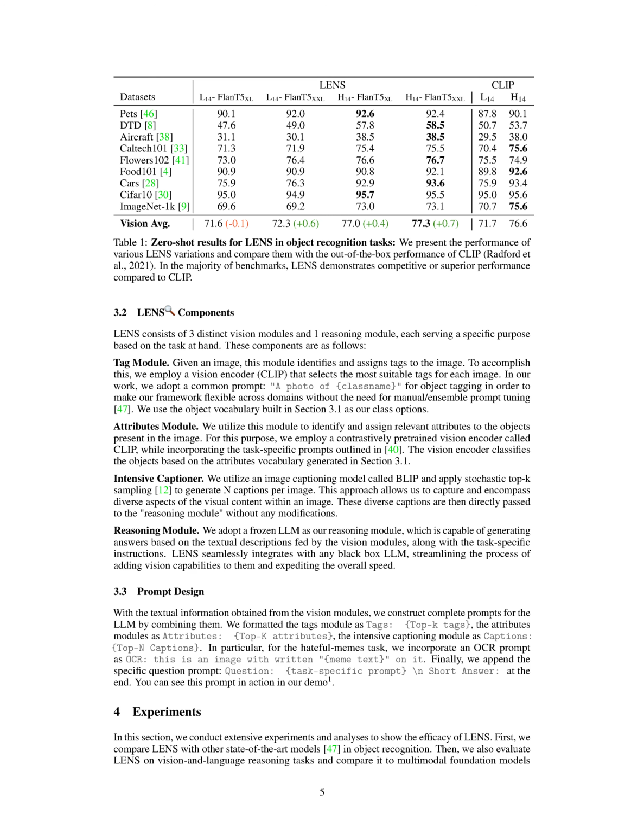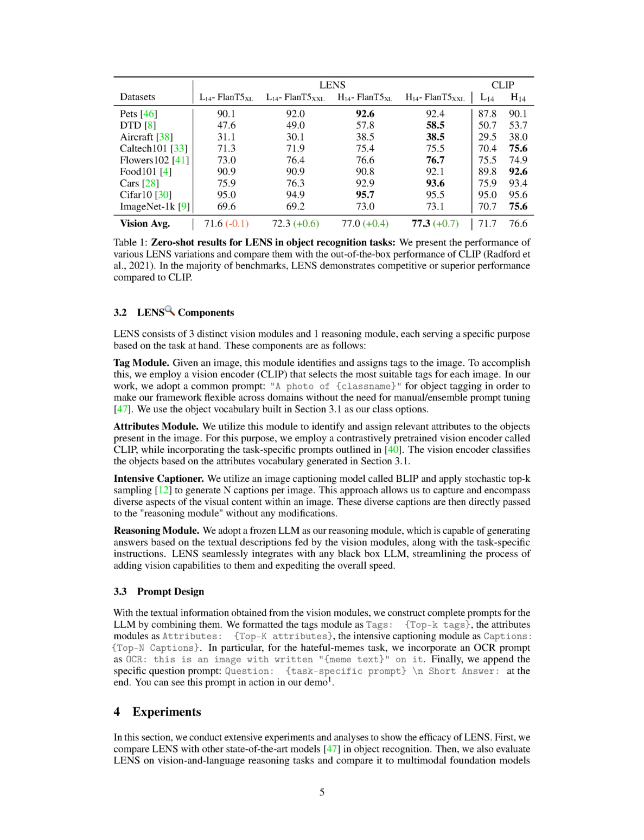Now, about the prompt design. We use the text information provided by the vision modules to construct full prompts for the language model. For the tag module, we format it as tags, top K tags. For the attributes module, it is attributes, top K attributes. And for the intensive captioning module, we have captions, top N captions. For a specific task related to identifying hateful memes, we add an OCR prompt formatted as OCR. This is an image with written meme text on it. Finally, we incorporate a question prompt followed by a space for a short answer. You can see this prompt structure in action in our demo.